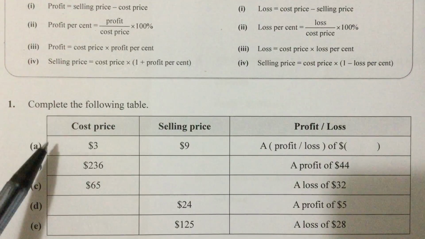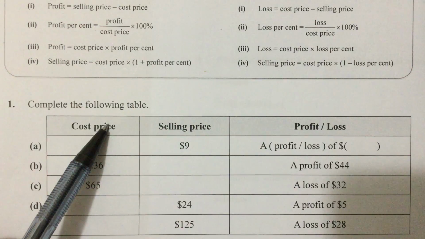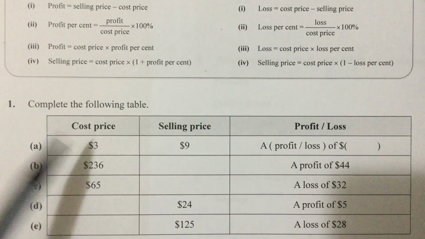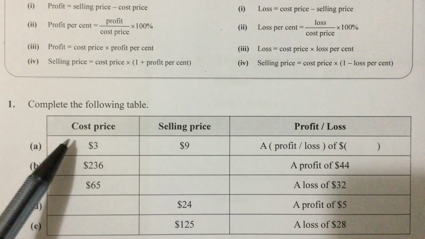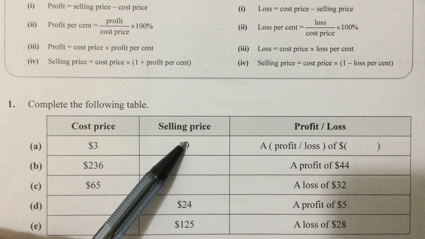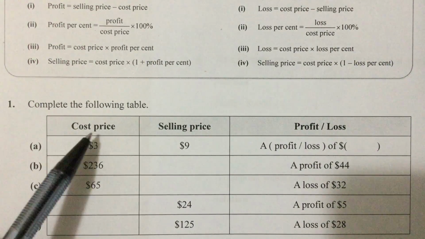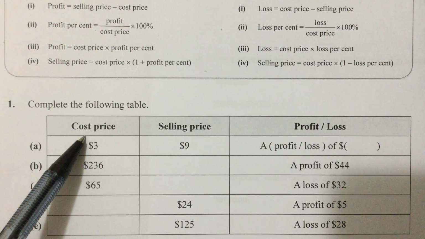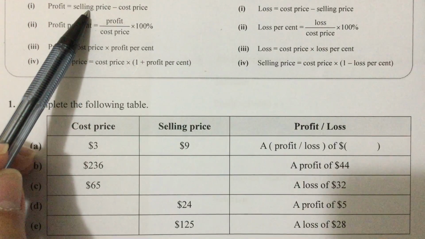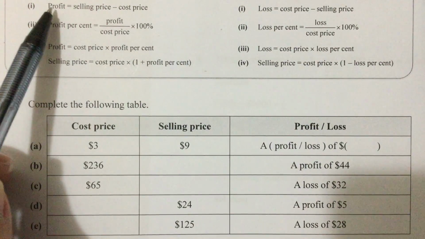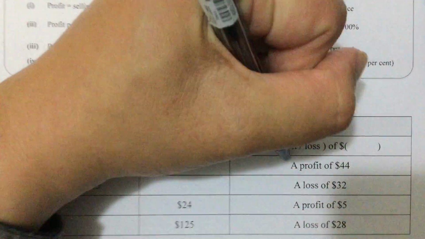Okay, first of all, let's go to 1A. You have the cost price is $3 and the selling price is $9. Obviously, in 1A, you will see the selling price is higher than the cost price. So that means you will have a profit, because the selling price is higher than the cost price, so the profit is positive. So the first answer is profit.